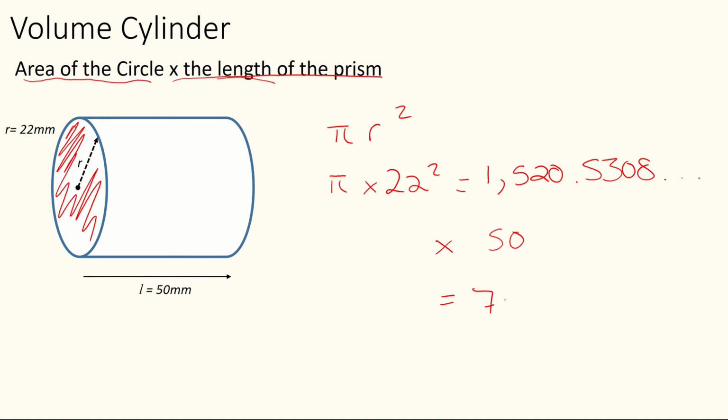This is a big number. 76,026.6. That's the nearest one decimal place. And it's millimeters. And this time it's cubed because this is a 3-dimensional shape. It's a massive number compared to just having 22 and 50 on the diagram. These are millimeters, so they're tiny. It's a small unit of measurement, so you're going to fit a lot inside that shape.